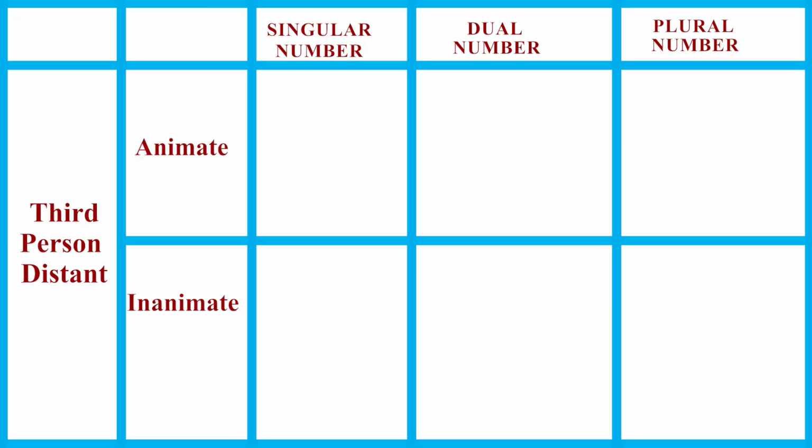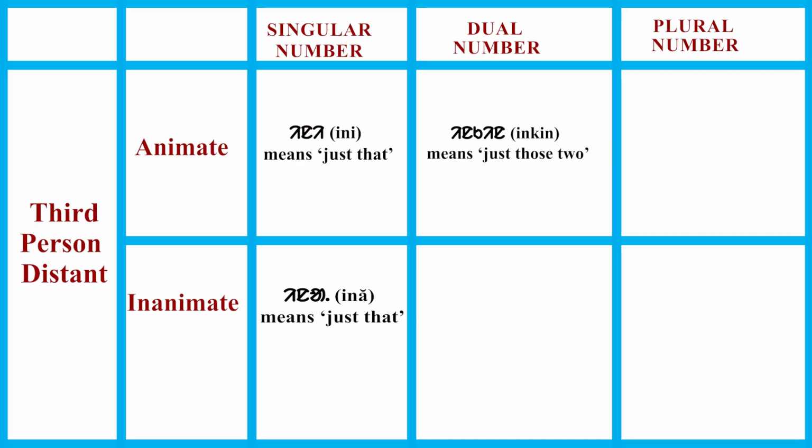Next, we discuss the particularized demonstrative pronouns of third person distant. Here, in is the root of the pronoun from which the particularized demonstrative pronouns are generated. Now, consider the following table. Third person animate singular number in distant: ini means just that. Third person inanimate singular number in distant: inar means just that.